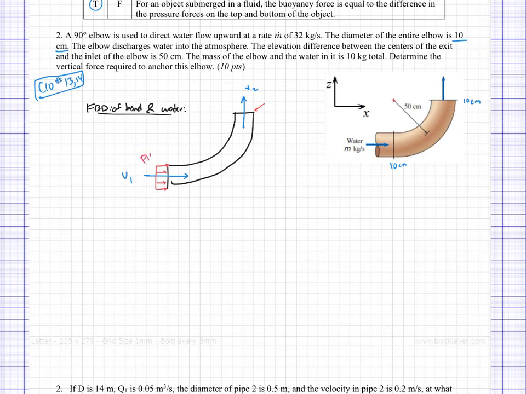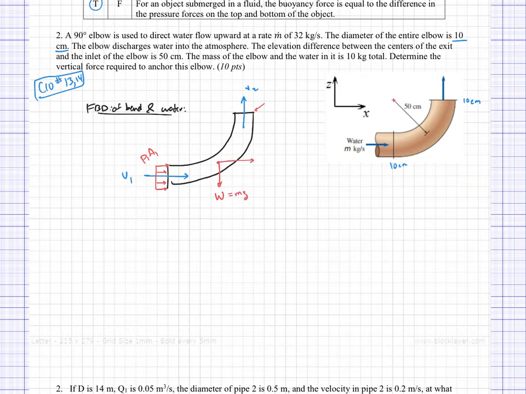Okay, so this is P1A1. Because we're trying to draw all the forces on this thing, what other forces do we have? Well, let's see here. We've got a weight going down. That's the weight of the water and the elbow, so that's going to be a mass times a gravity.